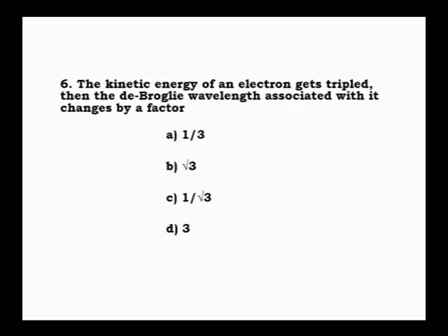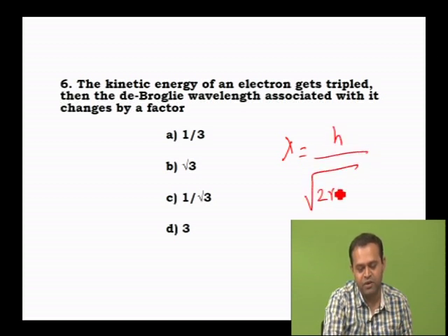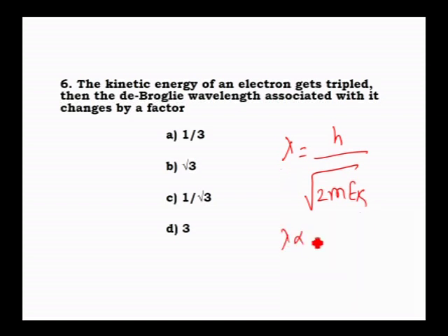Question number 5, third option. Then, the kinetic energy of electrons gets repelled. Then the de Broglie wavelength associated changes by a factor. Already told. De Broglie wave equation in terms of kinetic energy is lambda equals h by root of 2m EK. Then how does lambda vary with EK? Lambda is inversely proportional to root of EK. Correct?